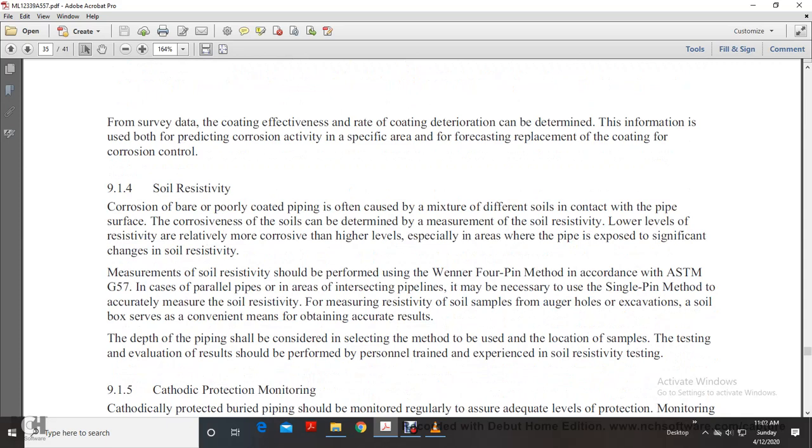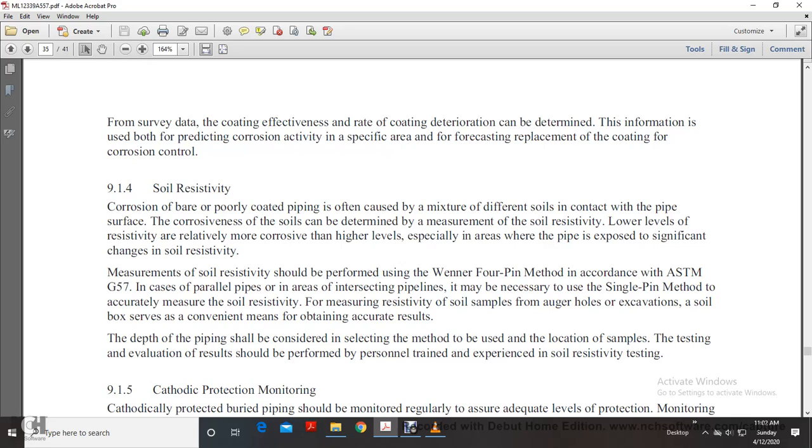9.1.4, soil resistivity. Corrosion of bare or poorly coated piping is often caused by a mixture of different soils in contact with the piping surface. Corrosion in soil is evaluated by measuring soil resistivity. Low levels of resistivity are relatively more corrosive than higher levels, especially in areas where the pipe is exposed to a significant change in soil resistivity.